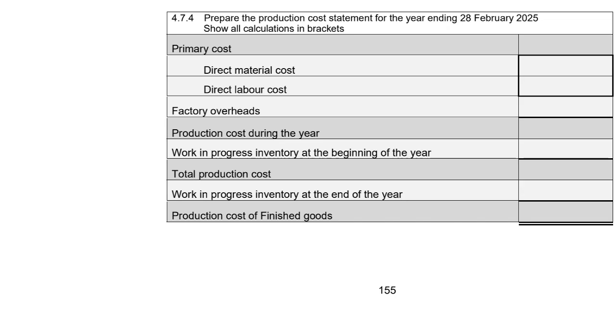4.7.4, prepare the production cost statement for the year ending 28 February 2025. Show all calculations in brackets. So our direct material cost that we've calculated is 1,120,000, and our factory overheads is 705,820. The direct labor costs, we are going to go to information 3. Our direct labor cost is 467,720 Rand given. And then if we go to 4.3, salaries and wages expense have not yet been considered.